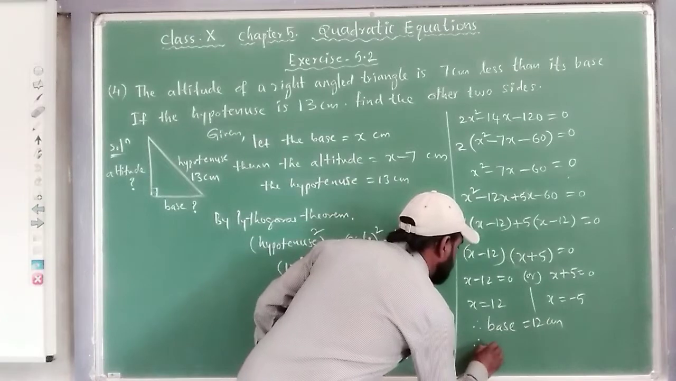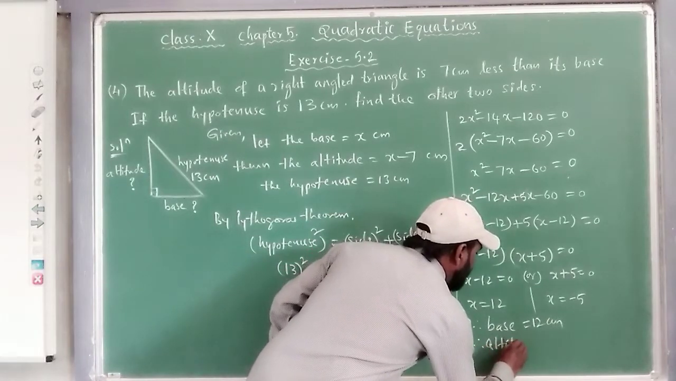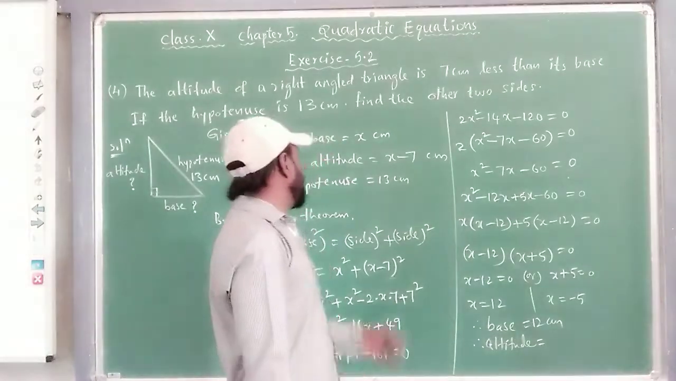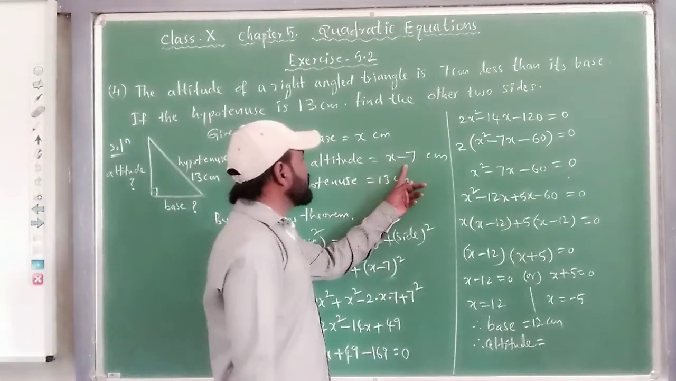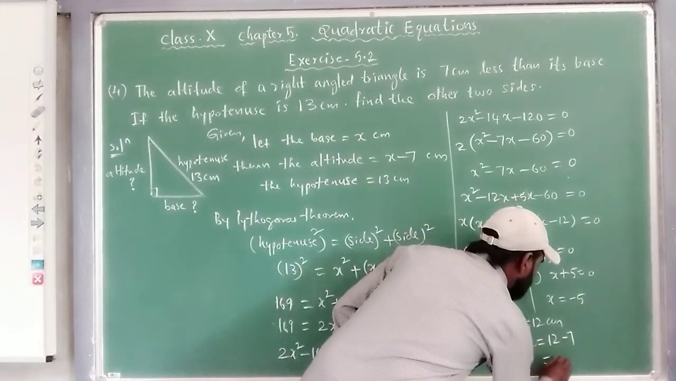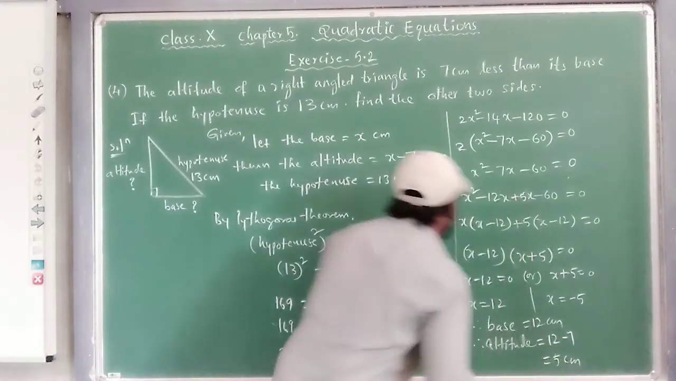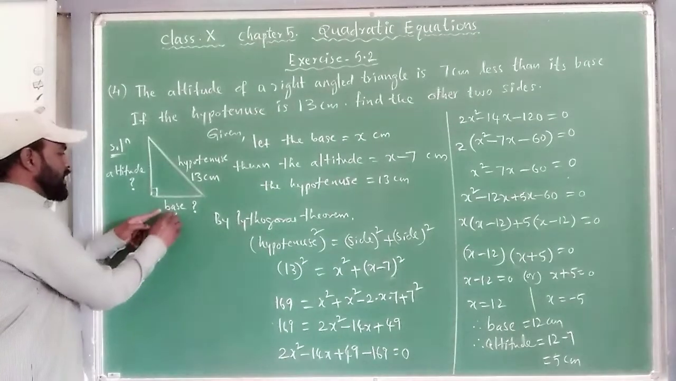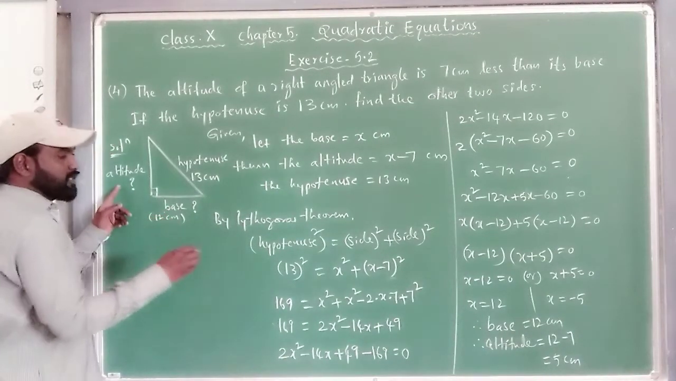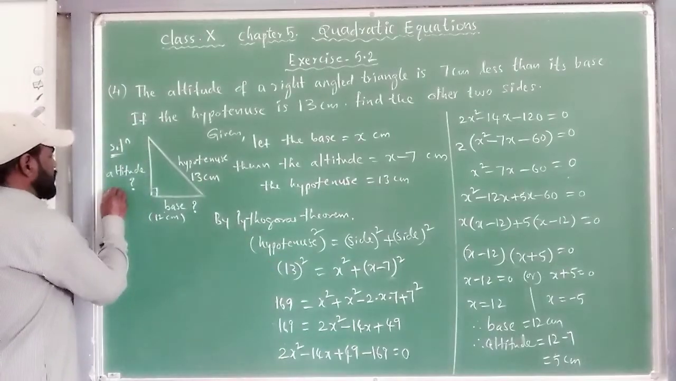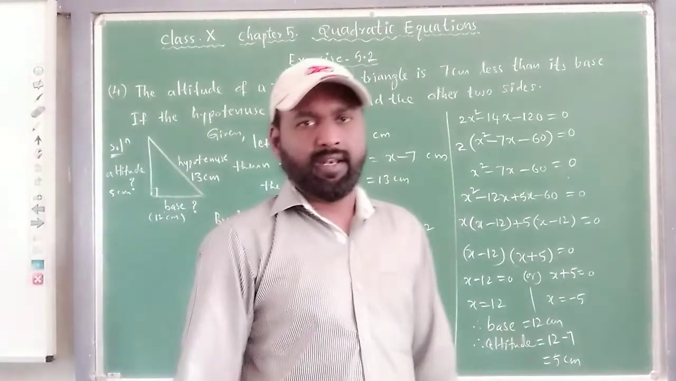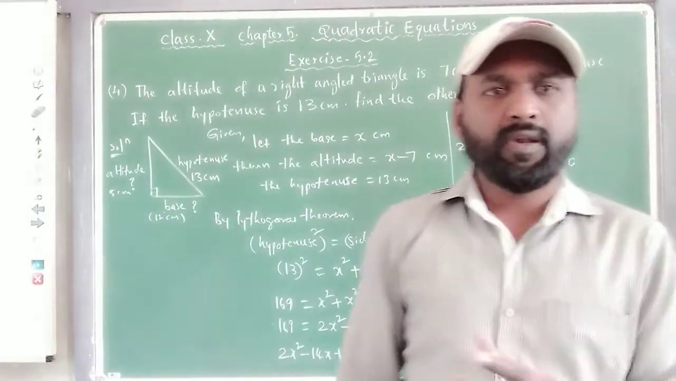And the altitude we got as what? Altitude is 7 centimeters less than its base. So what is the altitude? X minus 7. But x is 12. 12 minus 7 is equal to 5 centimeters. So we got the other two sides. Base is 12 centimeters, right? Altitude is 5 centimeters. So these are our other two sides of the right angle triangle. Hope you all understood. Very simple.